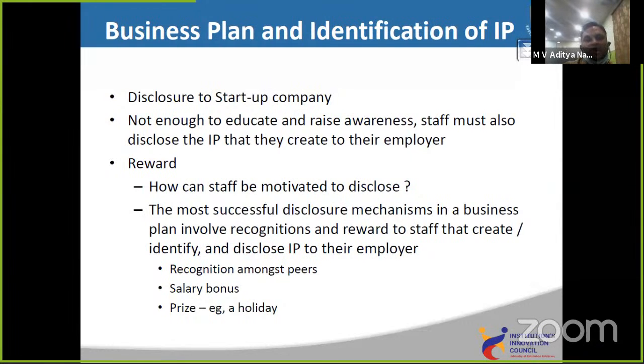Whenever you are talking about IP, you must see that the people who create IPs are given a certain type of motivation, such as recognition among peers, a salary bonus, or a prize, such as a holiday for a foreign trip. There should be an incentive mechanism which raises the morale of the staff, so that they apply their intellectual knowledge for the benefit of the company.